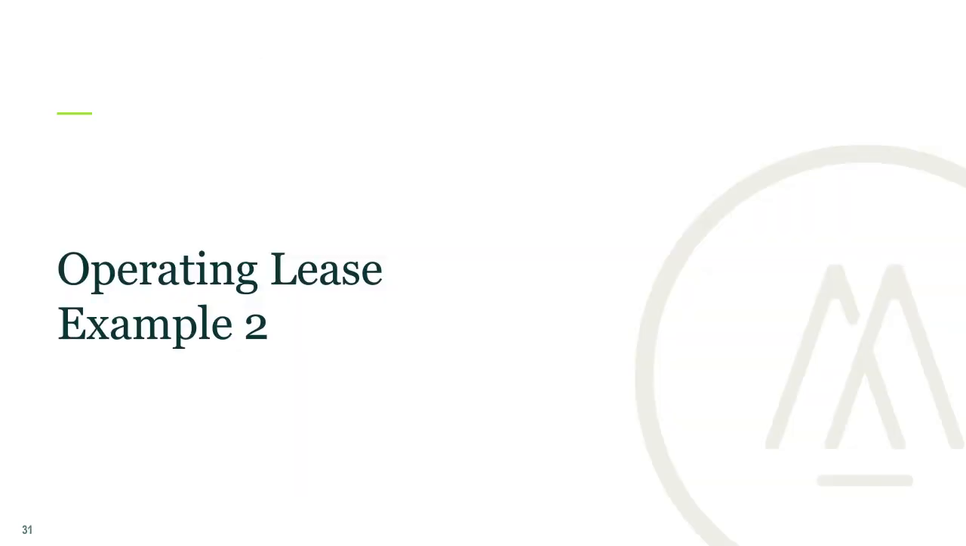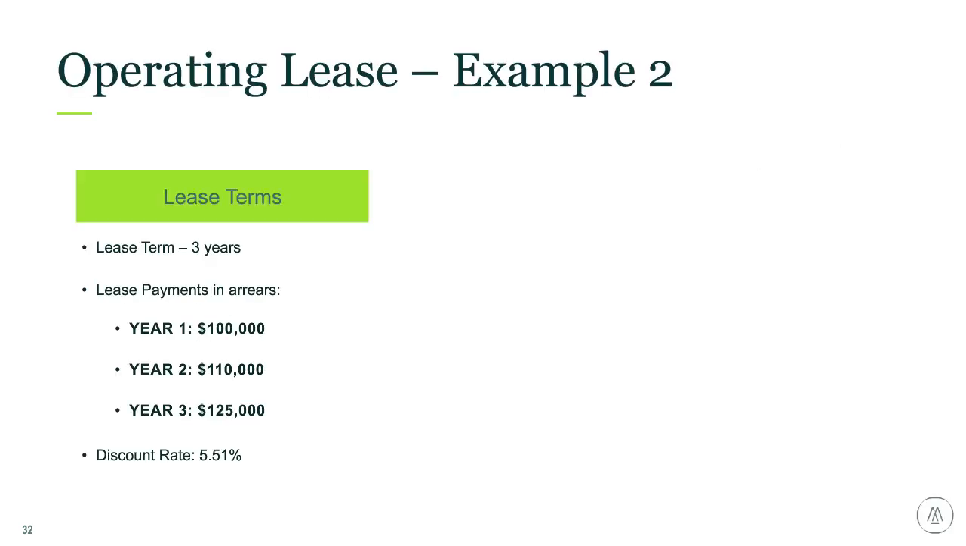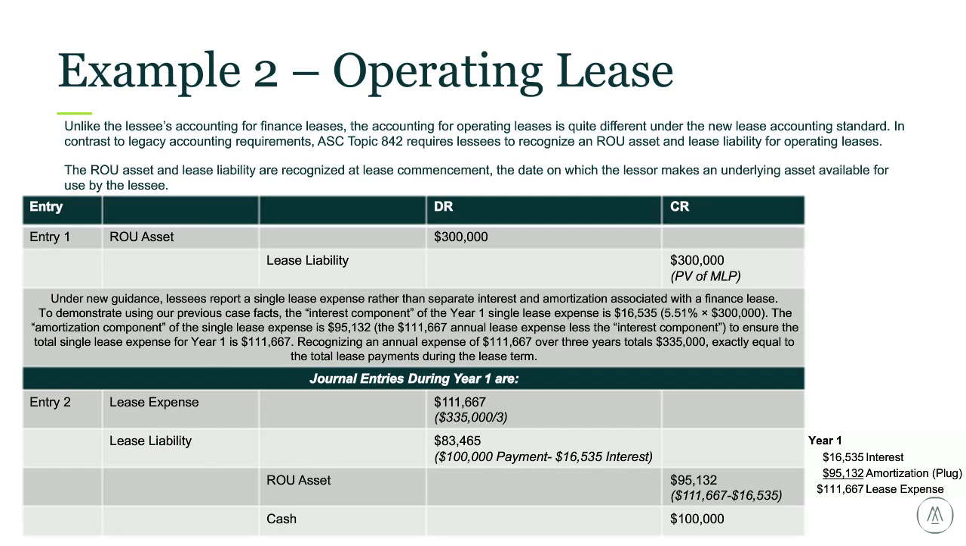So then we'll go to an operating lease. This time, again, the exact same lease, but I'm going to have you assume that this is an operating lease under the new standard. And so the facts, again, very simple: 5.51%, 335 over the 3-year period. And we'll go forward. How are we going to do this on an operating lease? Well, entry 1 at lease commencement is virtually identical to a finance lease. It goes onto the balance sheet, $300,000, present value of the minimum lease payments. I think we're clear on that.